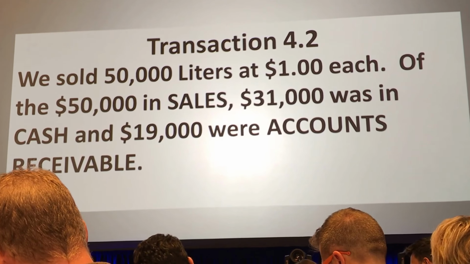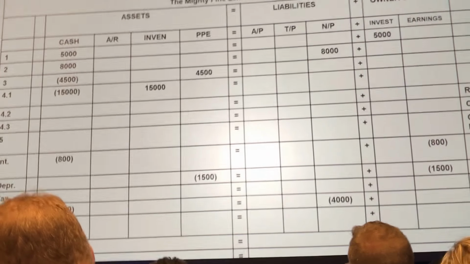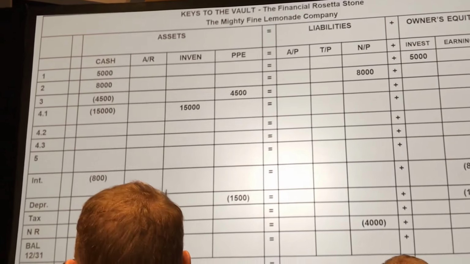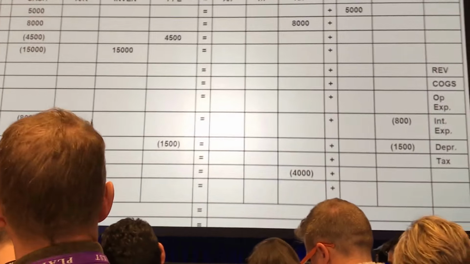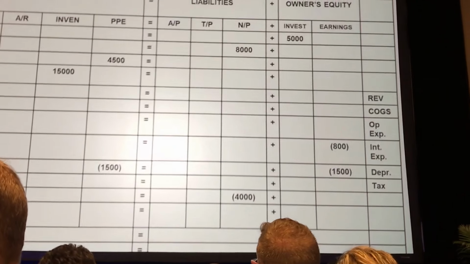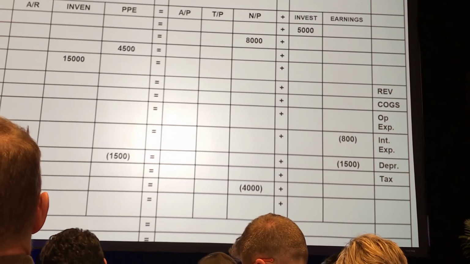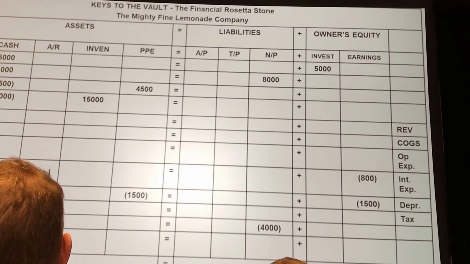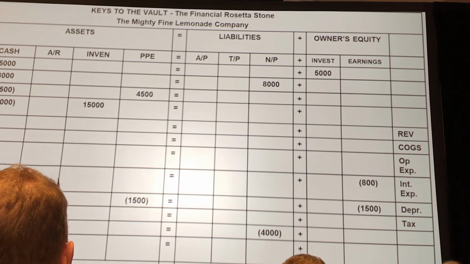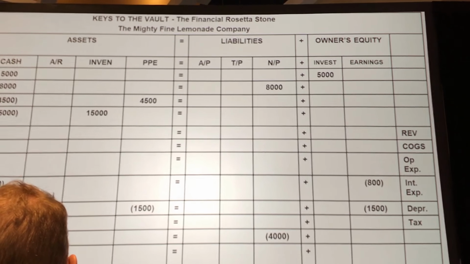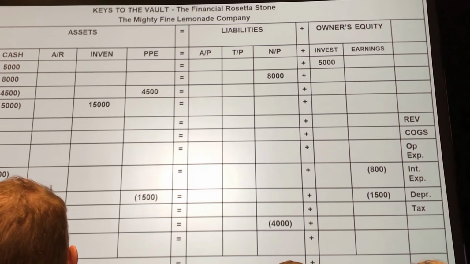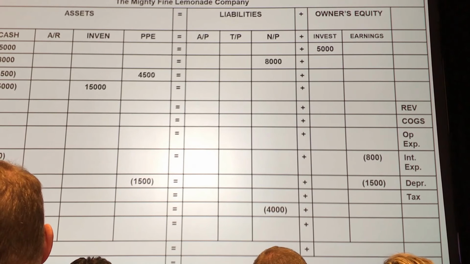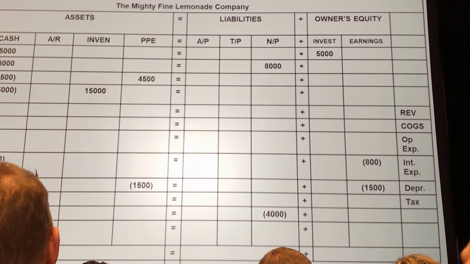Record this transaction on the Rosetta Stone on line 4.2. On line 4.2, cash went up by 31. Accounts receivable went up by 19. Earnings went up by 50. Everything else on the balance sheet stayed exactly the same except for those three columns. Check your neighbor, make sure they're cool. Seriously, just look at their piece of paper. Make sure they got the same answer you did.